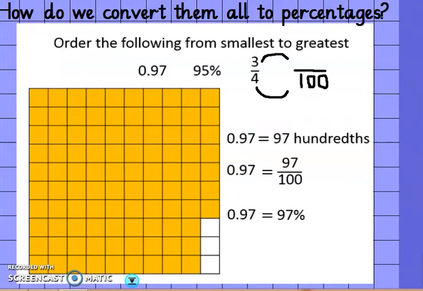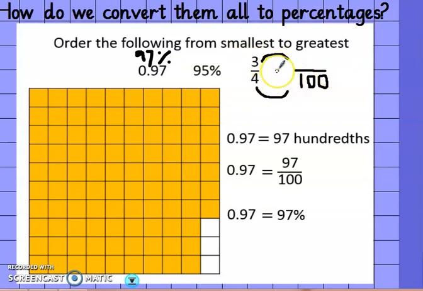So the tasks that we're going to do now are also going to help you to be able to convert fractions, decimals and percentages. If you have a question like these that says, order the following from smallest to greatest, the first thing you need to do is work out what they would all be out of 100. Then it's going to be really easy to order them. Here you've been given 0.97, 95% and 3/4. So the first one's really easy. You know that 0.97 just means it's 97%.